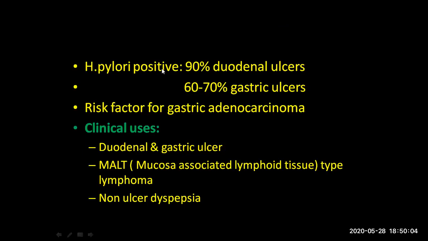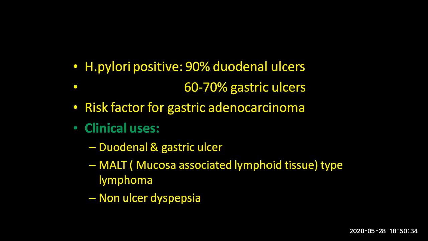Biopsy of ulcers has shown H. pylori positivity in 90% of duodenal ulcers and 60 to 70% of gastric ulcers. Why is H. pylori very important to treat? Because it is a risk factor for gastric adenocarcinoma. This H. pylori infection has been shown to cause recurrent gastric and duodenal ulcers.